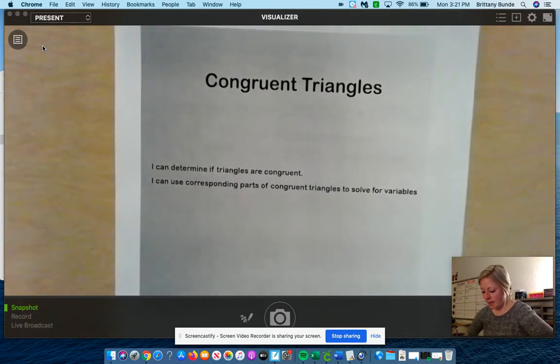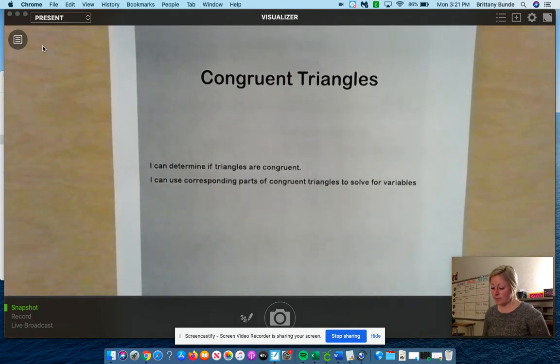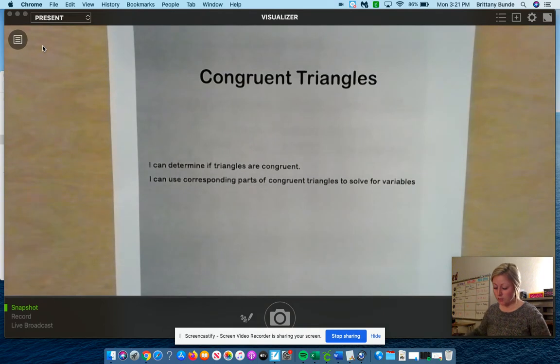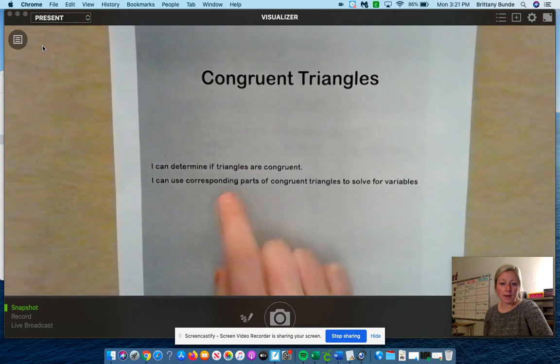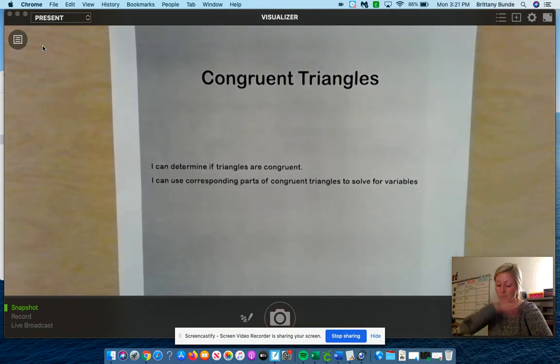So, after today, you're going to be able to tell if two triangles are congruent. And remember, congruent means that they are the same. So, they need to be identical at everything about them. And then you're going to use corresponding parts of congruent triangles to solve for variables. Remember corresponding, when we had corresponding angles, they were in matching spots, so that's the same thing with matching parts. They have to be in the same spots of your triangles.